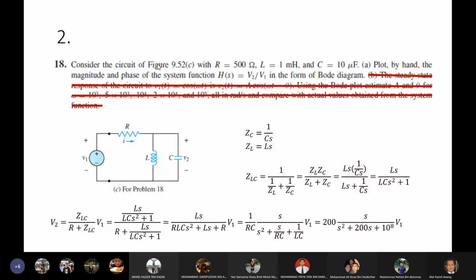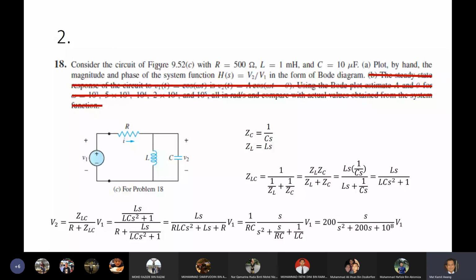So first, you need to find what is V2 as a function of s. You have the impedance of the inductor and the impedance of the capacitor. So you have an LC tank there, L parallel with C. So you find the impedance of the tank. So it's LS over LCS squared plus 1. Okay, from there, what is V2?